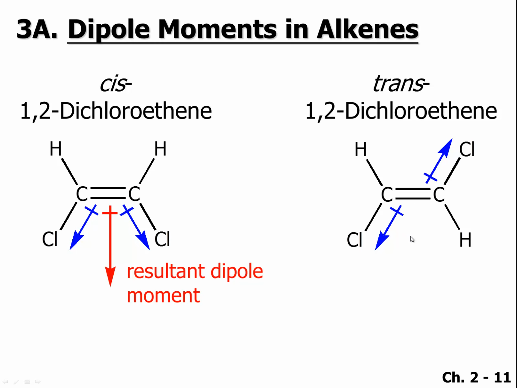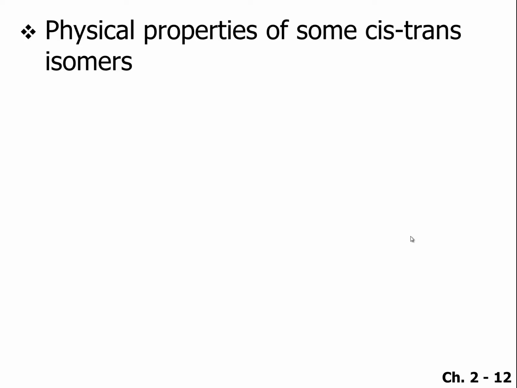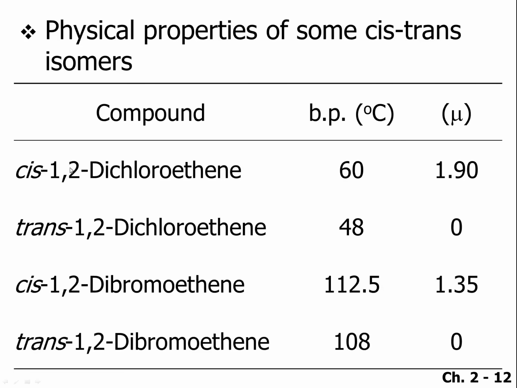So what does this mean? Well, we can look at the reflection of this with our melting points and boiling points. If we look at a table where we've got the cis that has the dipole versus the trans, in this case, that has no dipole, you'll notice that the boiling point for the one that has the greater dipole is higher than the one that has essentially no dipole. So even though they're the same molecular weight and have the same attachments, they're different in space, one with a permanent dipole, one without.